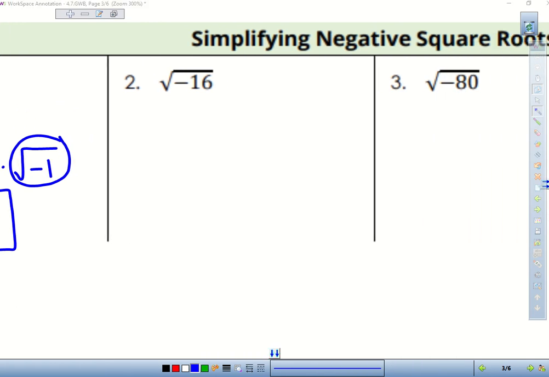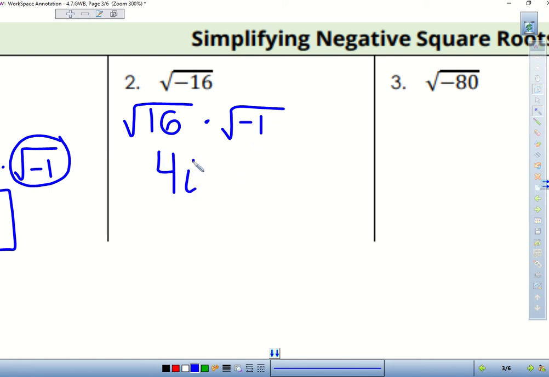Alright, so moving on, we're going to do the square root of -16. So we're going to rewrite this as the product of square root of 16 times square root of -1. What is the square root of 16? 4. What is the square root of -1? i. So the answer is 4i.